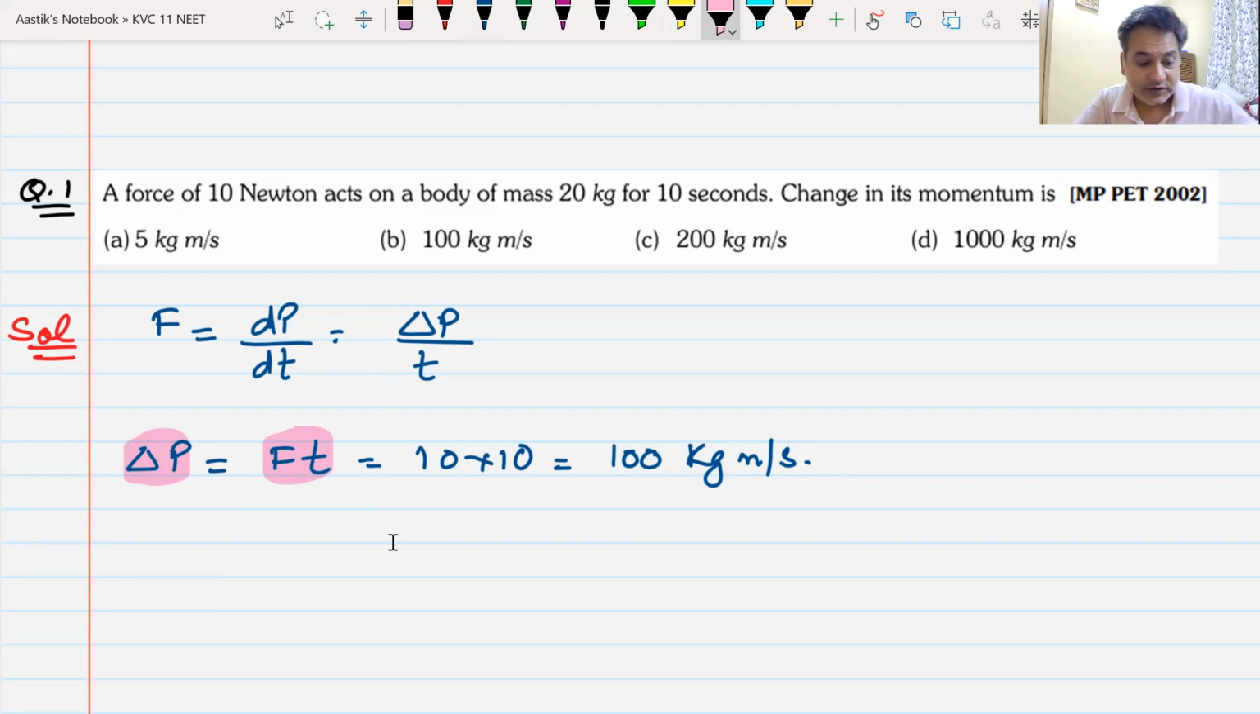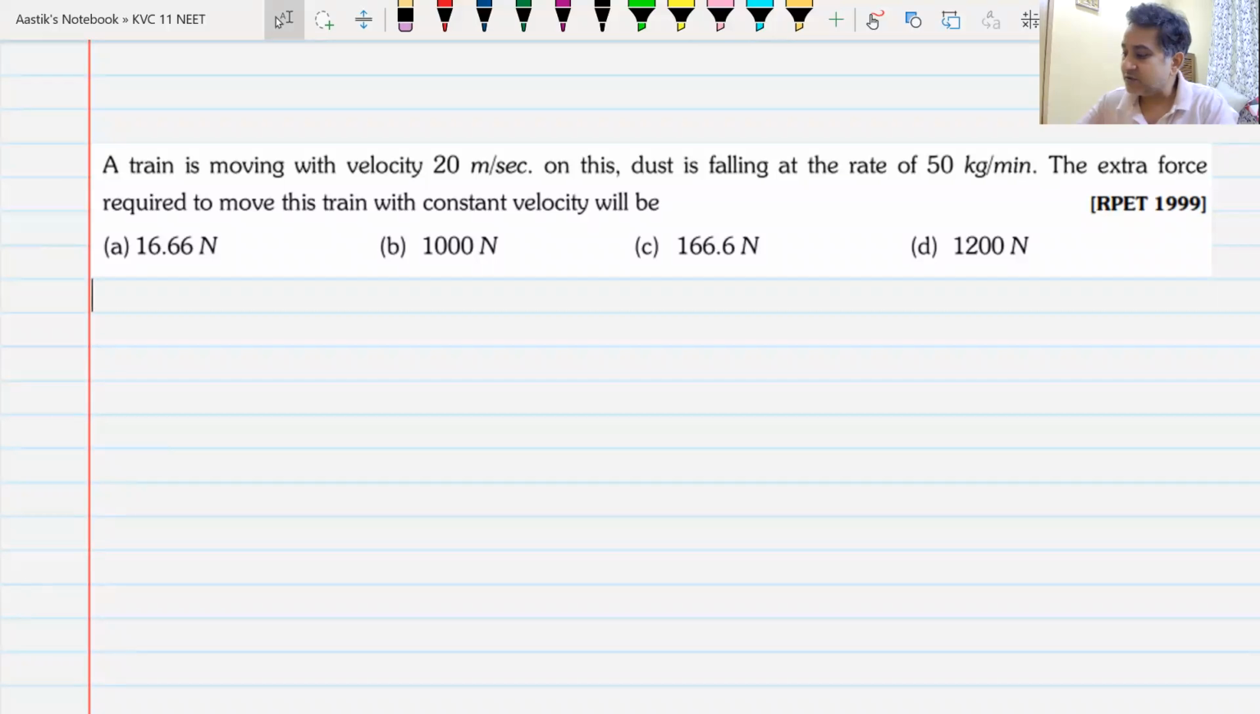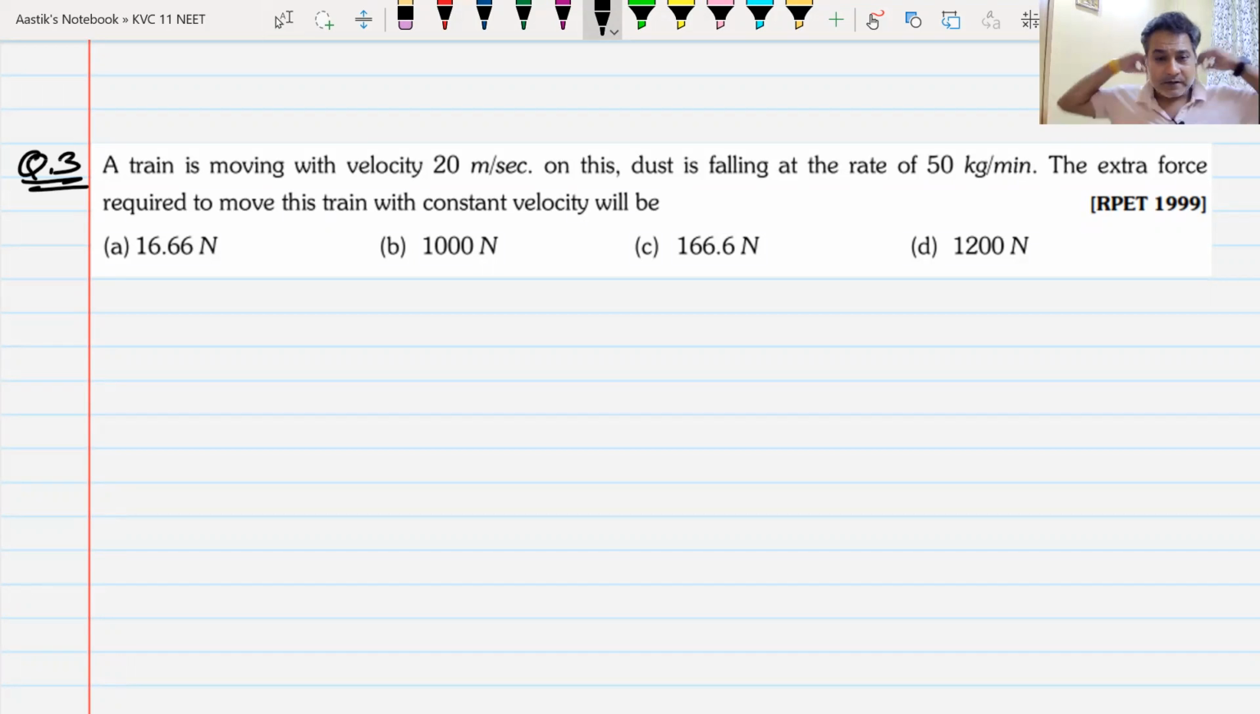Somewhat different. Let's see if you can manage this one. Read the language of the question. You might find the same question in examination, but don't worry, you know how to solve it. A train is moving with a velocity of 20 meters per second. On this, dust is falling at the rate of 50 kg per minute. What is the extra force required to move this train with a constant velocity? The question has been changed. Velocity is constant, but then something else is changing. I'll give you 2 minutes to think about this.